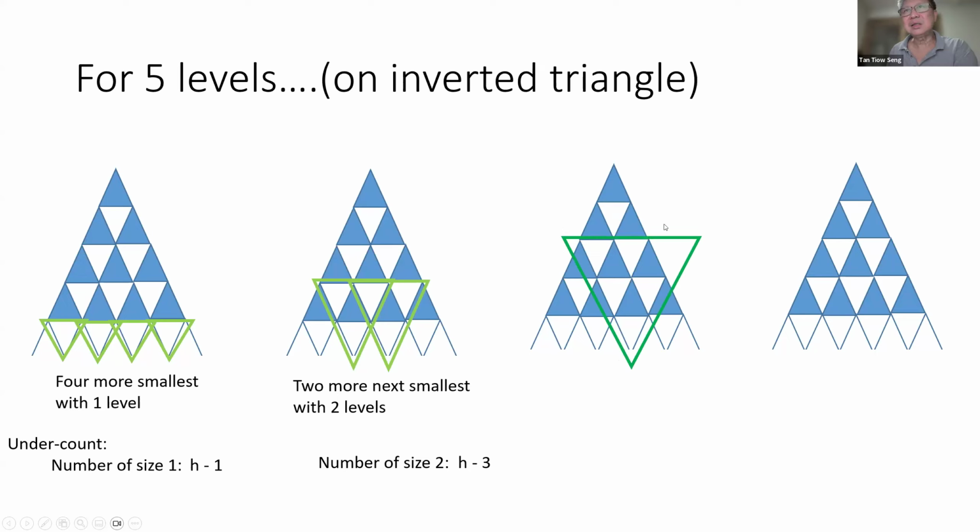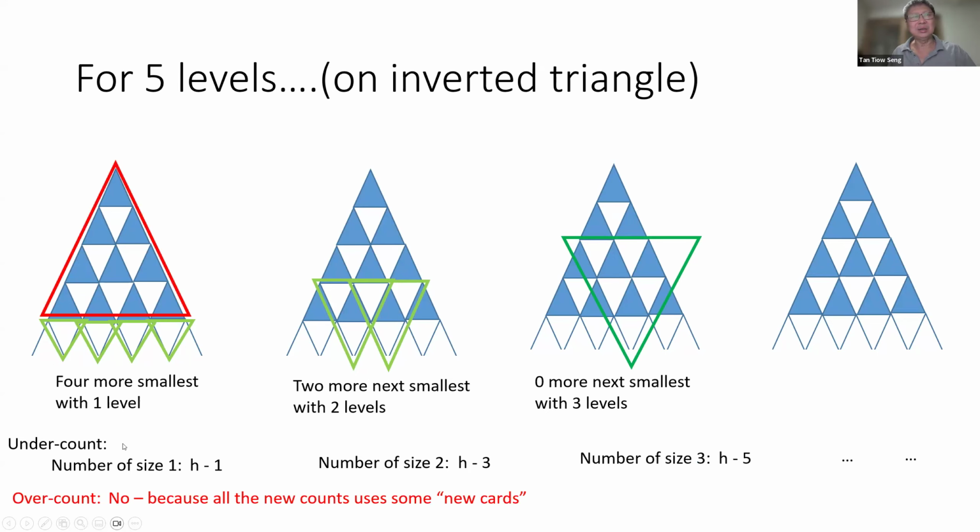This is size of 3. Oh, I don't have these two cards here. So this is actually 0. All right, 5 minus 5 is 0. And that's all. Okay, so if you have higher level, then you may have more. But anyhow, this is what we undercounted.